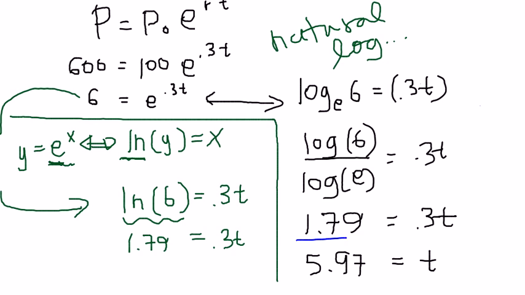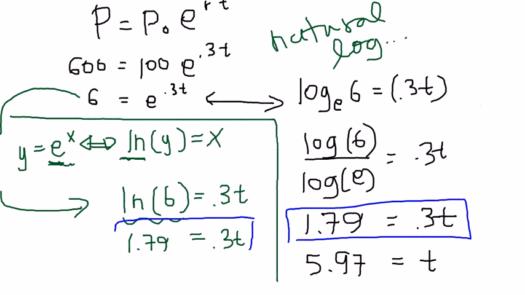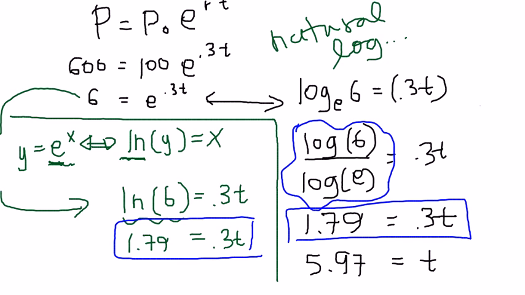So this is to prove to you that if you use natural log, it's the same thing as when we do something like this. But natural log, once again, is only for e. It's not for 10, it's not for 32, it's only for e. So in this case, t will once again be 5.97.